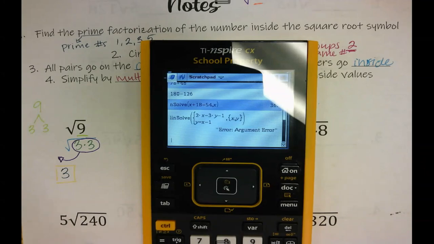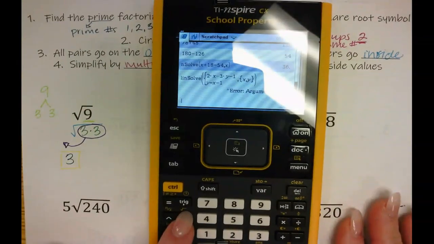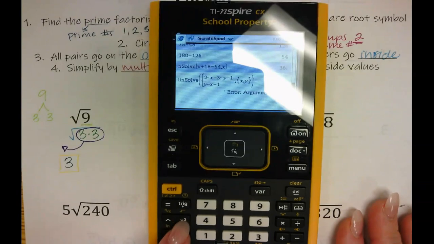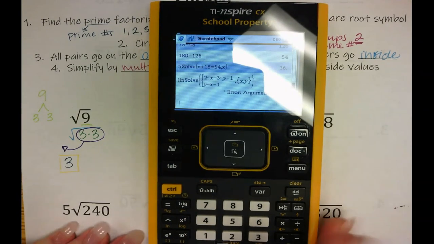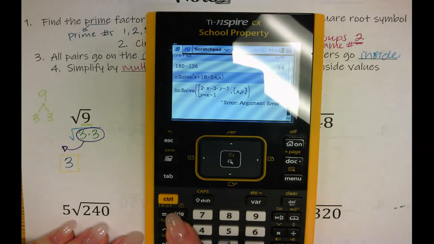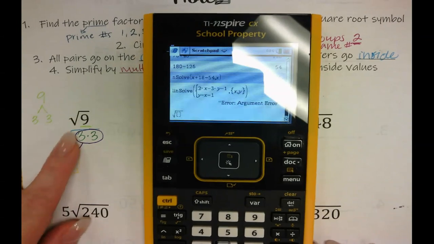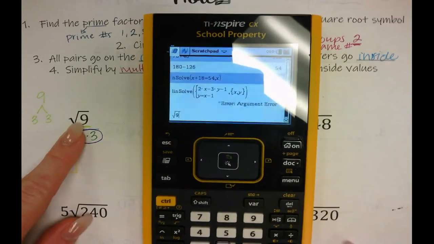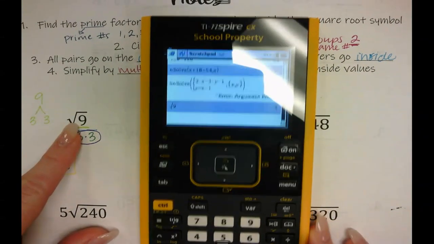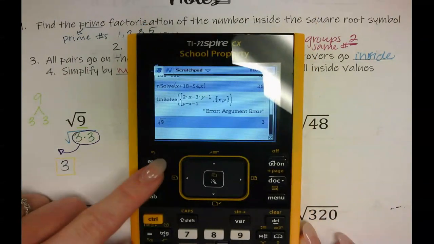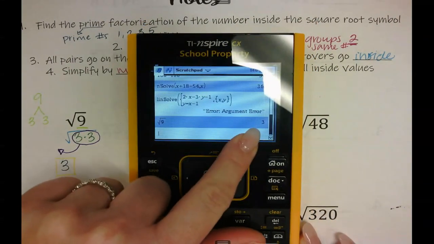This little yellow symbol, you can't see where I'm pointing to, you see the square root? It's above the x squared. So what I can do is I can say control x squared, and I have my radical. And then that number underneath is 9. So you see the square root of 9 is 3.